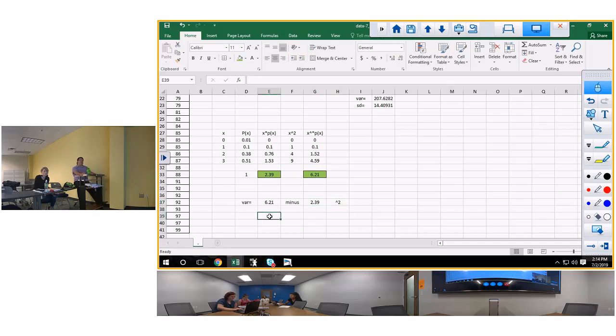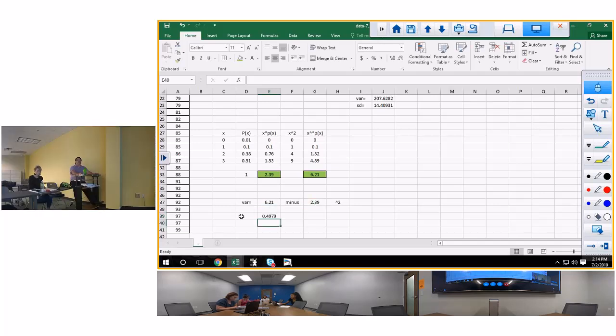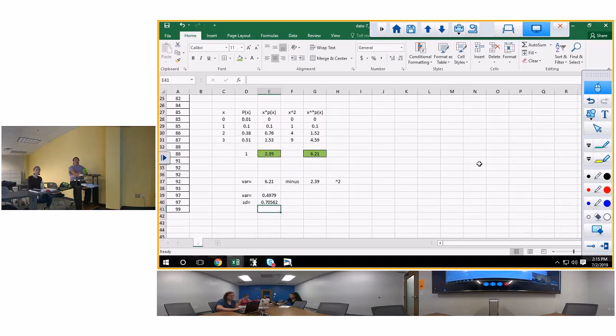So, here we go. 6.21 minus this number raised to the what? Second power. And that is your variance. And of course, since we've been doing since the first day of class, what do you do to get your standard deviation from your variance? Raise it to the 0.5 power, take the square root. Equal to that number raised to the what? 0.5 power. And that's how you find the standard deviation. So you might want to write this down or take a picture of it.